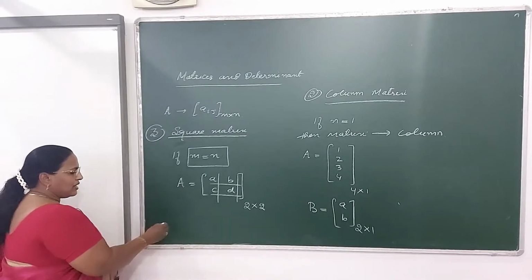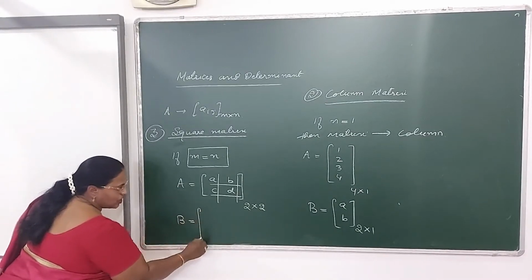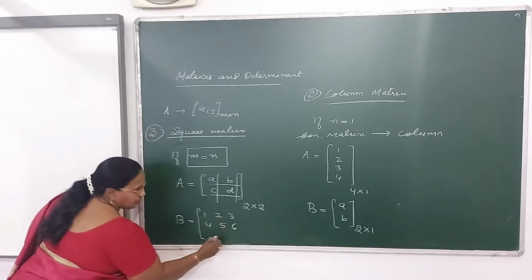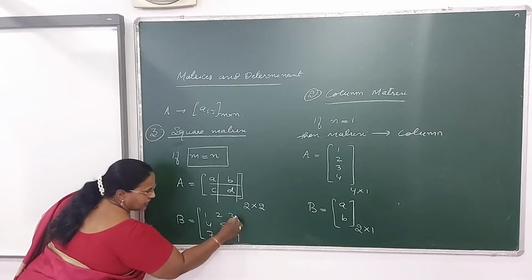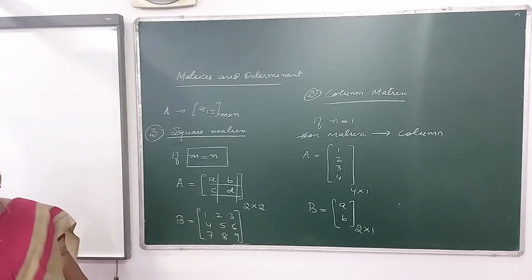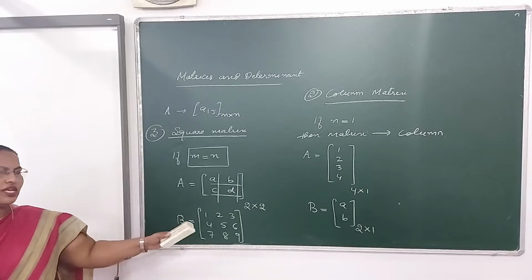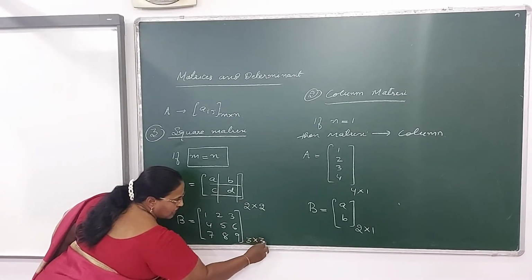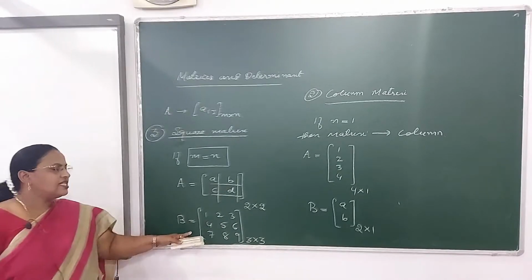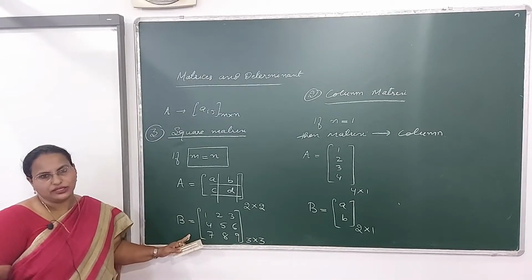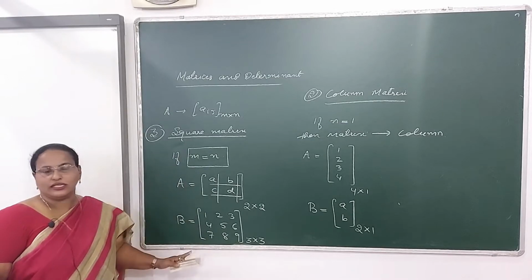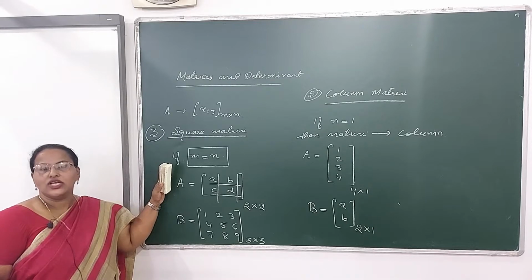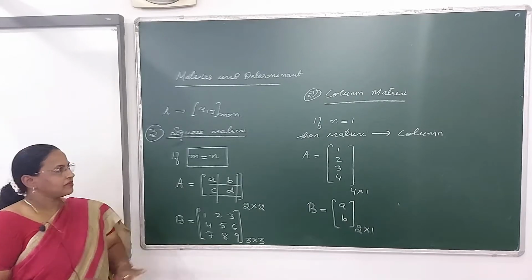Okay, let us take one more example. Let B = [1, 2, 3; 4, 5, 6; 7, 8, 9]. Just count the number of rows and columns. 3 rows and 3 columns. That means the number of rows and columns are the same. So again, this is a square matrix of order 3. I hope you are getting things clear. So this is the third type of matrix, which is called a square matrix.